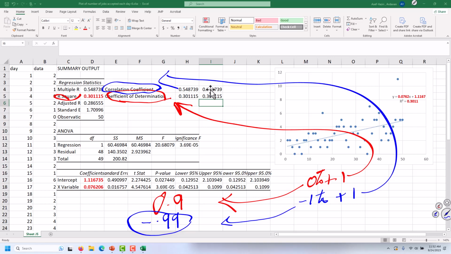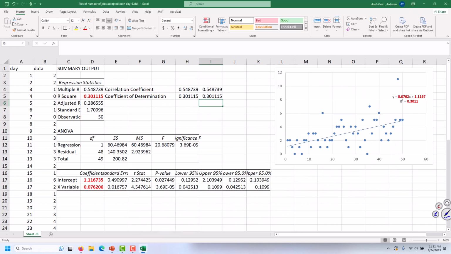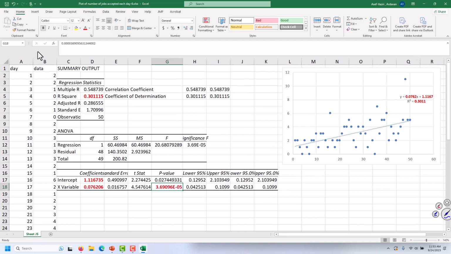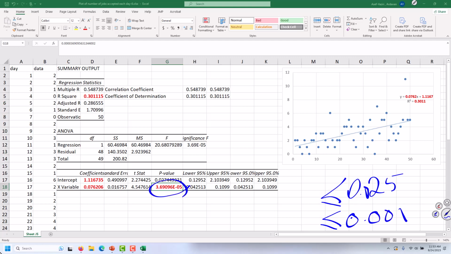Remember this: if I give you a correlation coefficient, to compare it with the coefficient of determination, you need to square the correlation coefficient and then compare it, because a negative 0.99 correlation coefficient is as good as positive. Other things that we may consider in this table: we want this p-value to be as small as possible, less than or equal to, say, 0.025, or even less than or equal to 0.001. The smaller, the better. The larger, the better. For this one, it's the absolute value, because negative 0.9 is as good as positive 0.9.